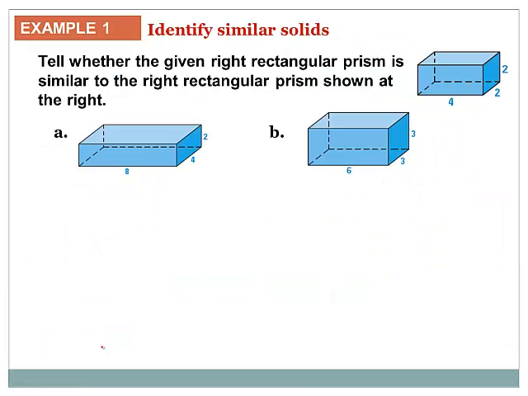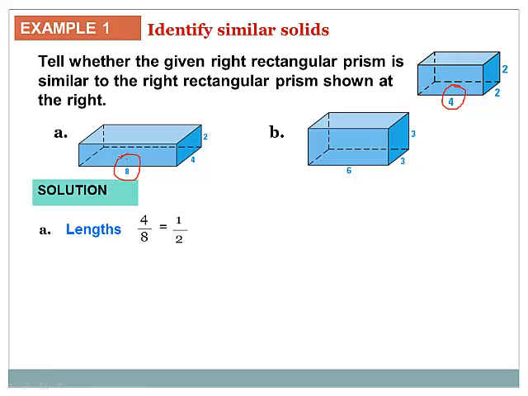So let's go through this one. It says, tell whether the given right rectangular prism is similar to the right rectangular prism shown at the right. We're going to start with figure A. They're going from 4 to 8. Those are the lengths, so 4 to 8, and those have a scale factor of 1/2.